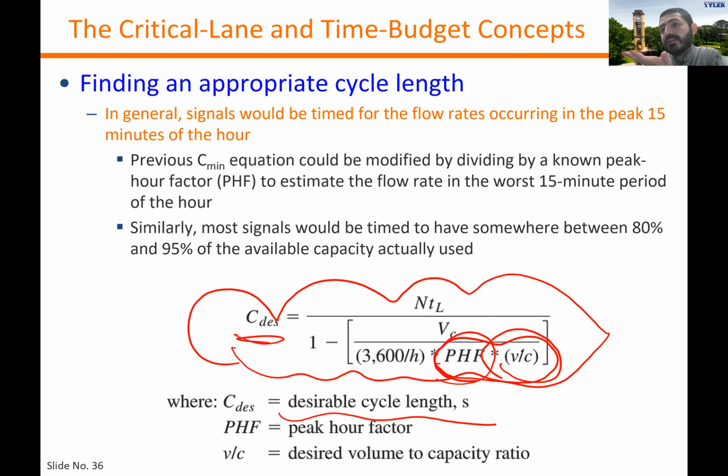So previously, with the C minimum equation, we modified it by adding those two factors to have a more realistic evaluation. We need to include the peak hour factor because this is what is going to give us the worst 15 minutes in the peak hour. And also, I don't want to use up all the capacity that I have. That's why I have the V over C factor here.